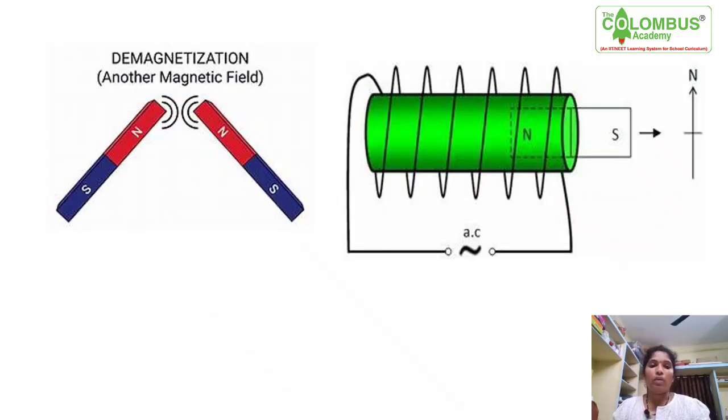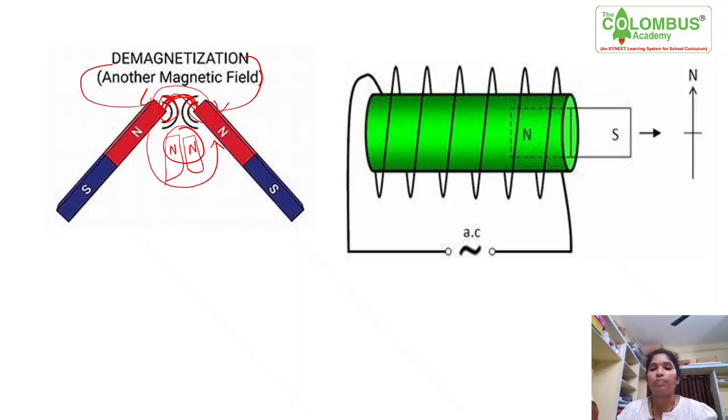And even if two like poles, north and north, are kept in connection for a long time, that means if you are placing two magnets like this, north pole and north pole very near, because of this also both magnets will lose the magnetic property, which we call demagnetization. That means this magnetic field will affect the magnetic property of this magnet. Even if the magnet is exposed to alternating current.